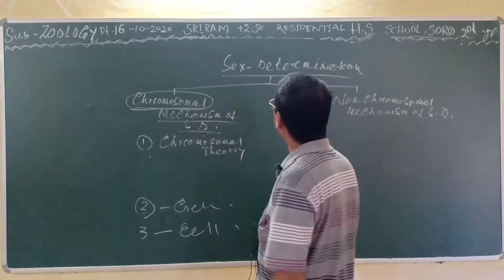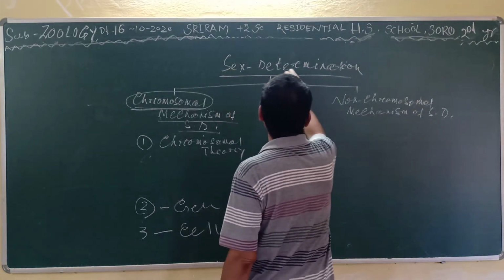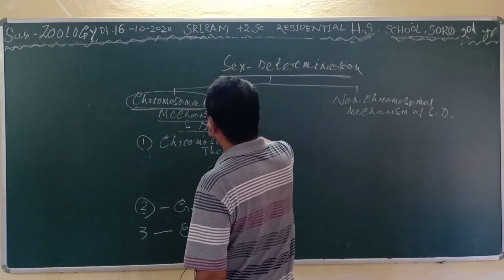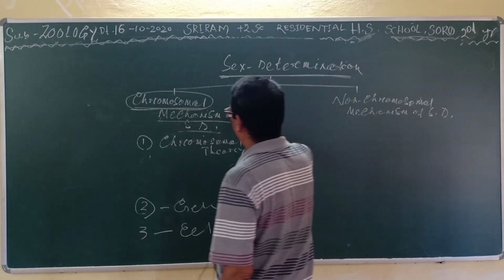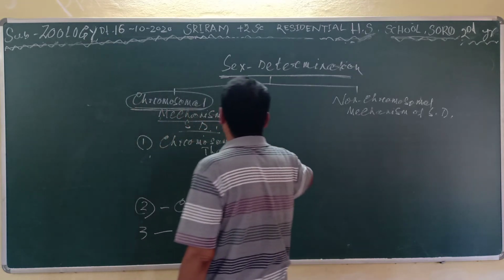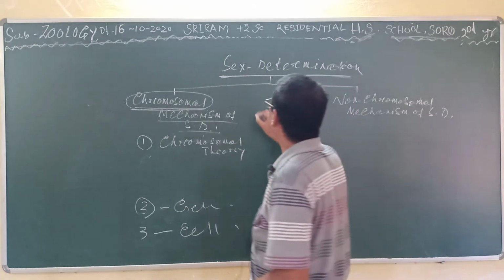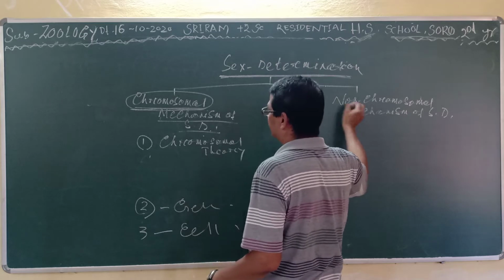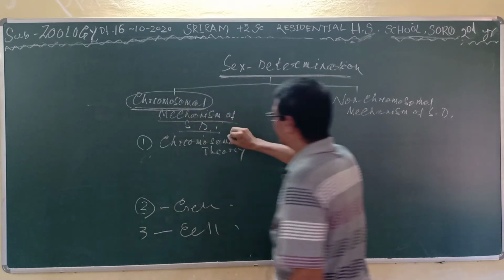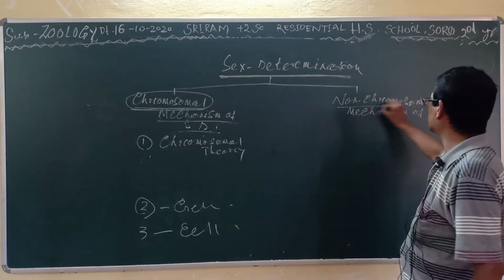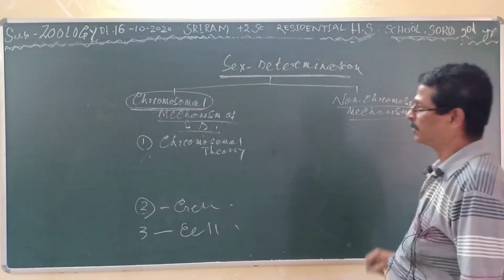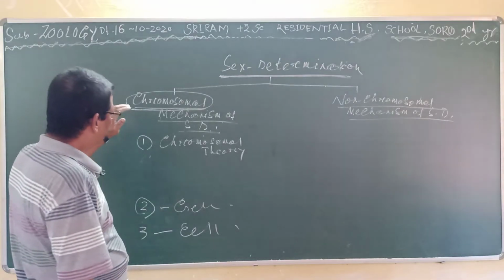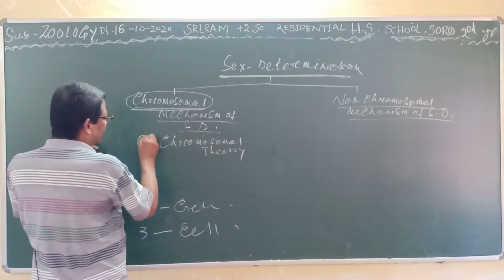Previously I have covered the chromosomal mechanisms of sex determination. I have completed the chromosomal mechanisms of sex determination. Let me repeat it again. Sex determination is differentiated into two parts. One is the chromosomal mechanism of sex determination, another is the non-chromosomal mechanisms of sex determination. Under the chromosomal mechanisms of sex determination, three main headings are there.